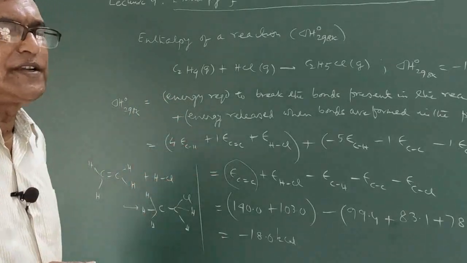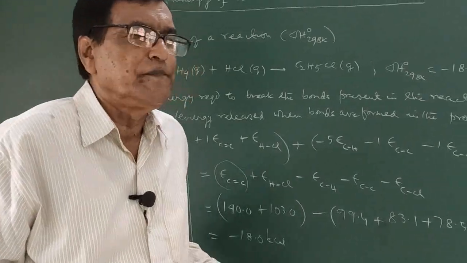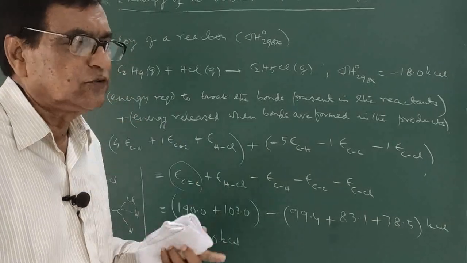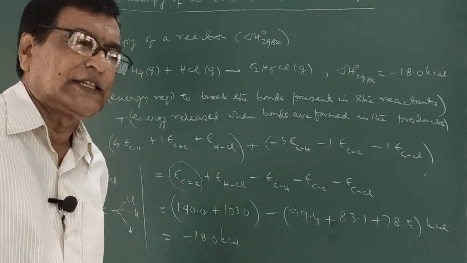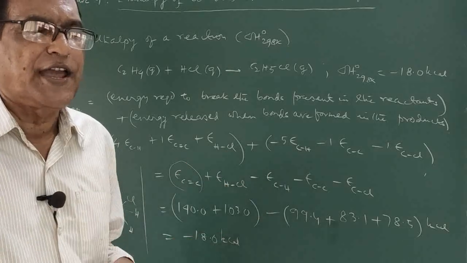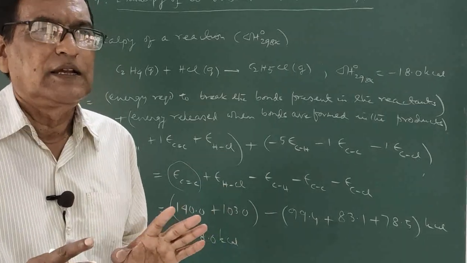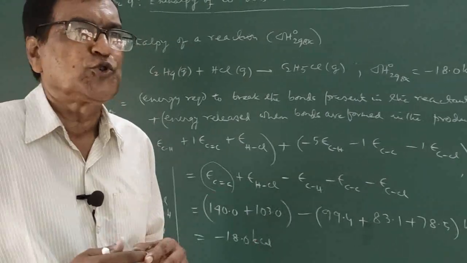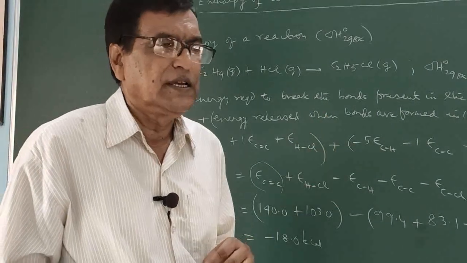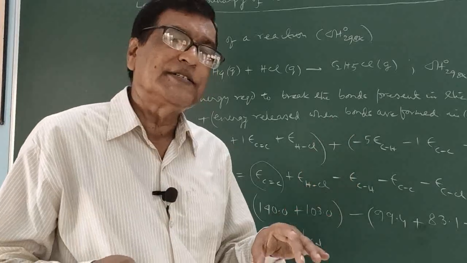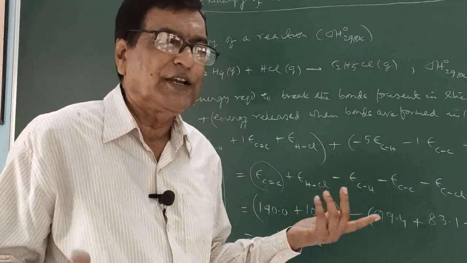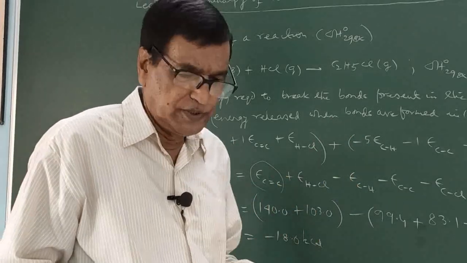So bond energies will be very helpful to calculate the enthalpy changes of these different reactions, but this value will be more or less approximate, to some extent, depending on the bond energy. If the bond energies are calculated very accurately, then this value will also be accurate.